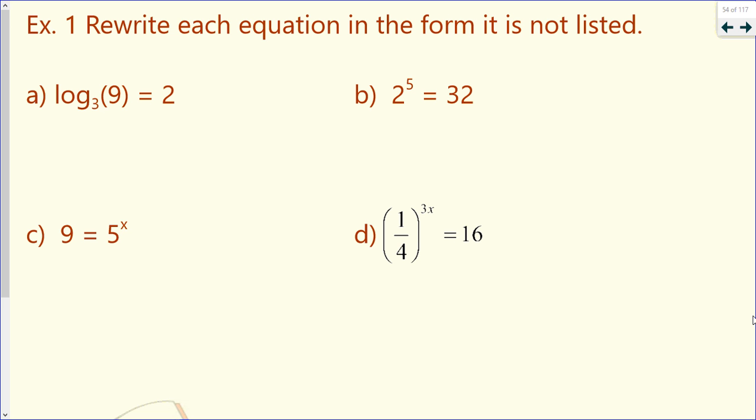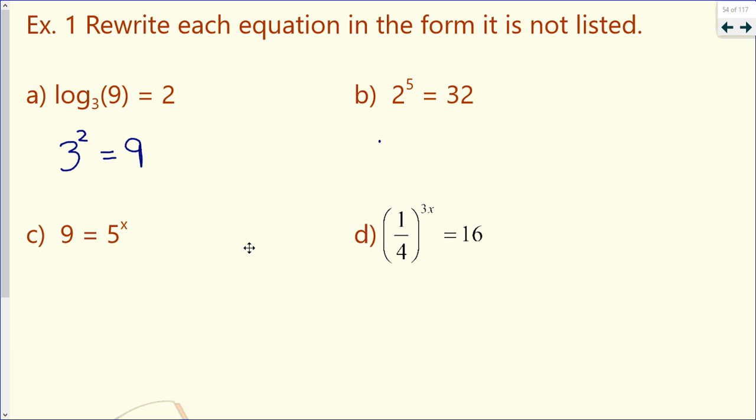So the first thing we're going to do is get some practice with writing things in one form and moving them to another form. So we have log base 3 of 9 equals 2. In exponential form, it's the base, which is 3, to the exponent, which is 2, equals 9. So one is exponential form, one is log form, but again, they mean the same thing. They are algebraically equivalent. So notice where the 3 goes, where the 9 goes, and where the 2 goes when you go from log form to exponential form.